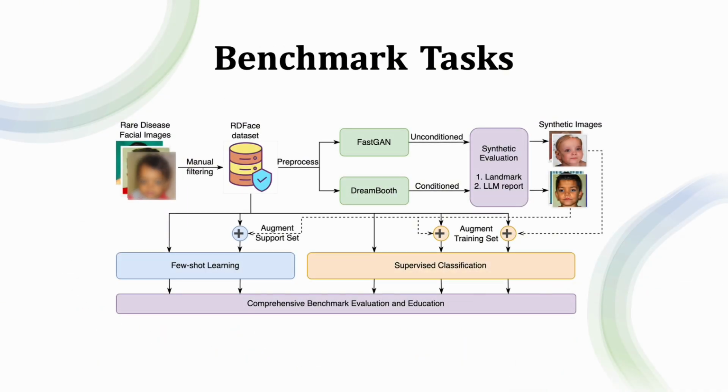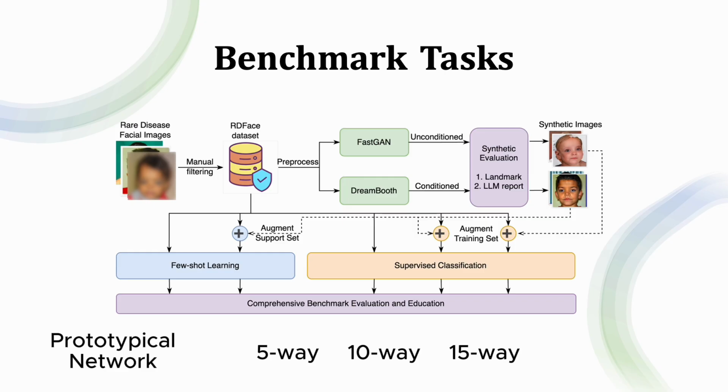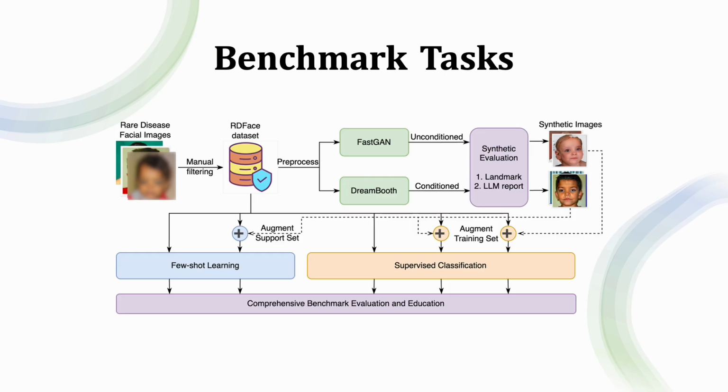RDFace supports 2 main benchmark settings. The first is standard supervised classification. We evaluate 6 pretrained vision backbones. All models are trained under a consistent protocol and evaluated using top K accuracy across 103 disease classes. The second is few-shot learning, where we use prototypical networks under 5-way, 10-way, and 15-way one-shot settings. This setting evaluates whether models can generalize when only one support example is available per disease class. Together, these 2 protocols evaluate both conventional supervised learning and data-efficient recognition, which are both important for rare disease AI.